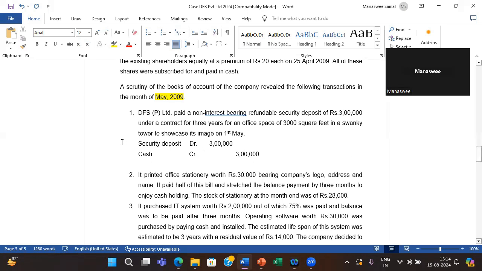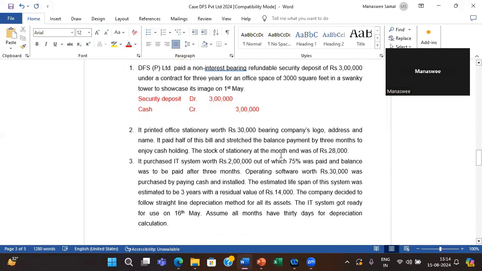I'll just put it in red font so that it catches your imagination. That's the journal entry for the first transaction. Once I have the journal entry for you, you can pretty well prepare the ledger accounts, go through the entire process, and then prepare the balance sheet and P&L. Okay, done. The company printed office stationery worth 30,000 wearing the company's logo, address, and name. It paid half of this bill and stretched the balance payment by 3 months to enjoy cash holding.